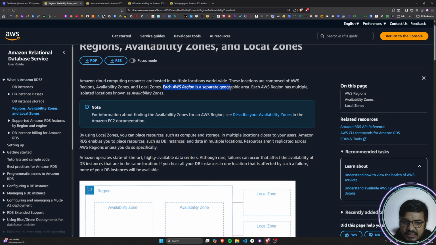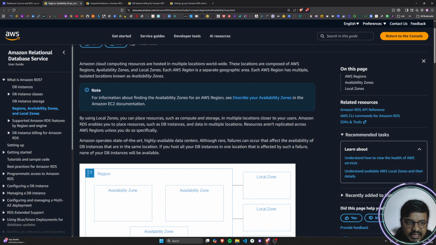Each AWS region is a separate geographic area, right? Just like we have a region in the USA, then we have a region in the South American continent, then in the African continent, the European continent, then in the Middle East, then in the Asia Pacific region, then in Australia and New Zealand, right? So these are the major regions that are available, and within these regions there are different availability zones, and also some local zones are available in these regions.